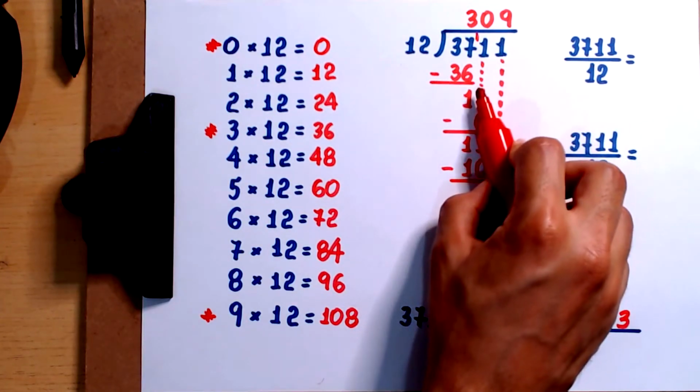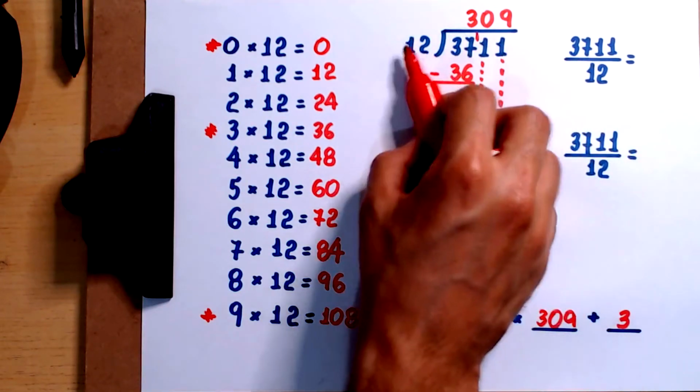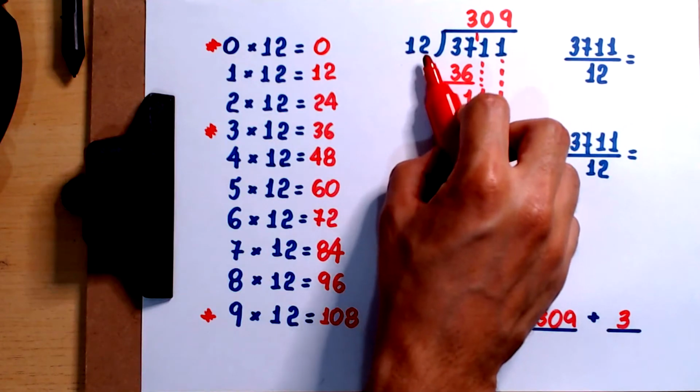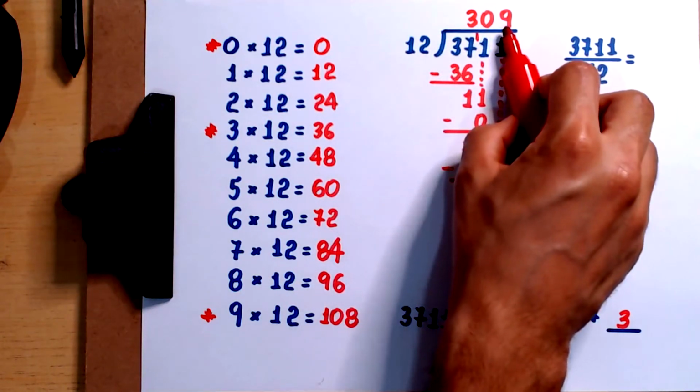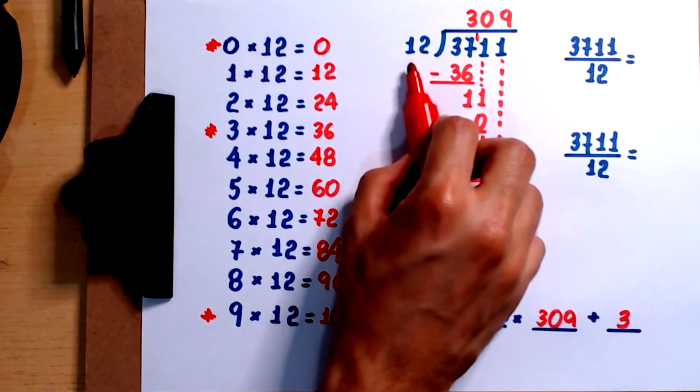For instance, if you want to divide 3711 books among 12 schools, each school will receive 309 books. And there will be 3 books left over. You cannot divide 3 books equally among 12 schools, right?